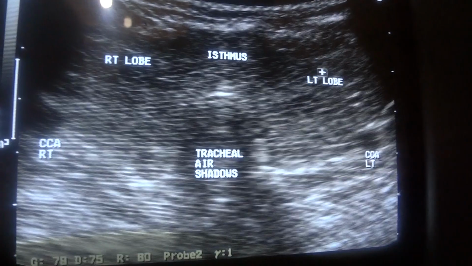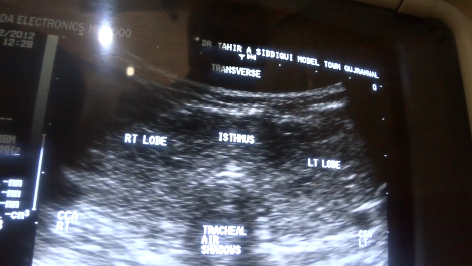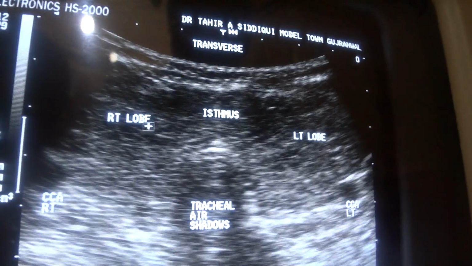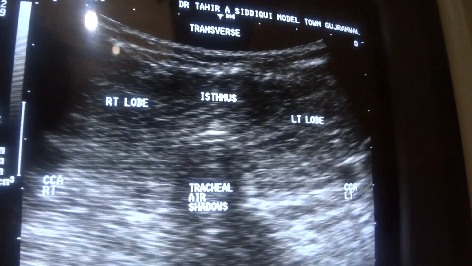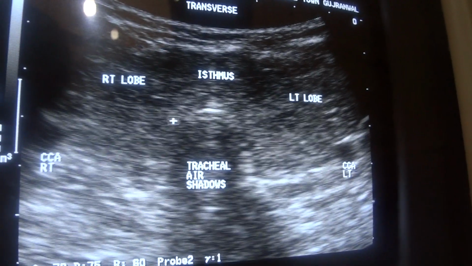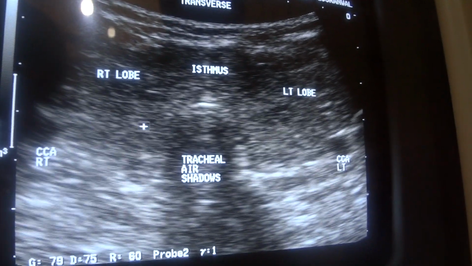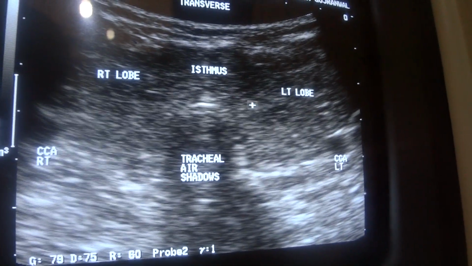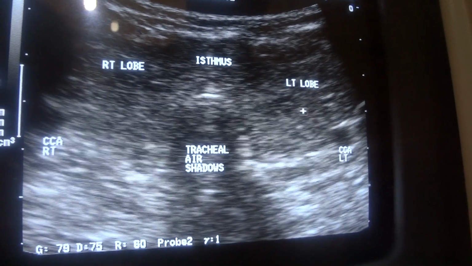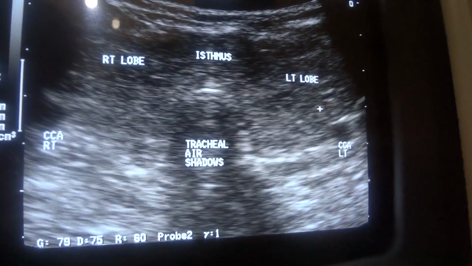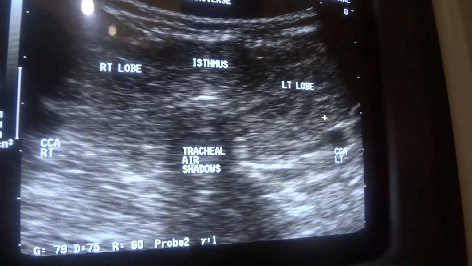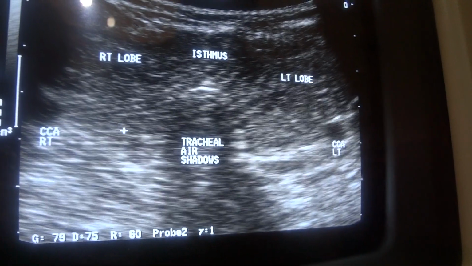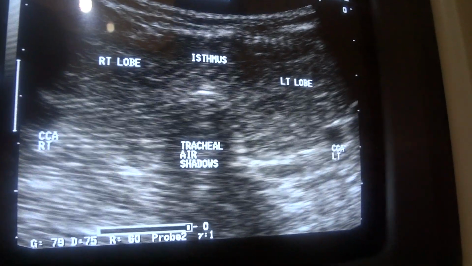You can see that in transverse section there are multiple ill-defined hypoechoic areas scattered throughout the thyroid parenchyma. Its echogenicity is much coarser as compared to the normal, and at places it is hypoechoic, at places it is echogenic. This is the normal area, this is the hypoechoic area, this is a hypoechoic area. So it has a rather heterogeneous appearance.